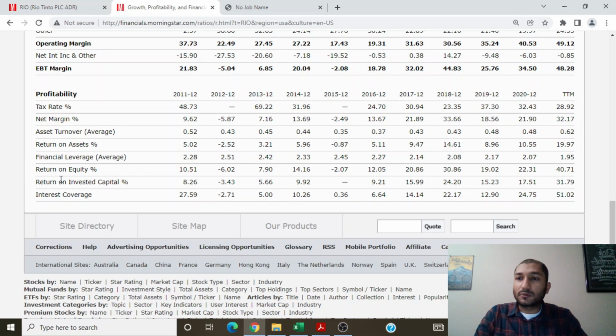Next, looking at the return on equity. The return on equity is the ratio of the company's net income to its shareholders' equity. Warren Buffett prefers to only invest in securities that have a return on equity of 8% or greater every year for the past 10 years.